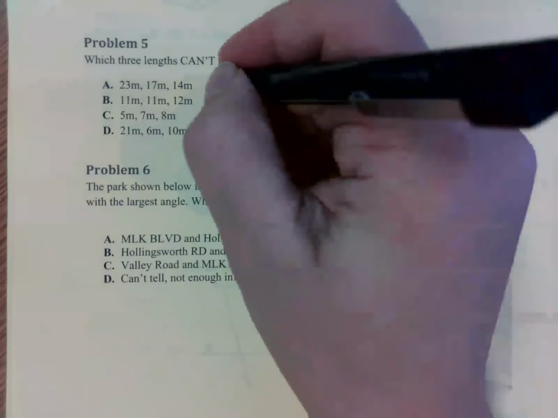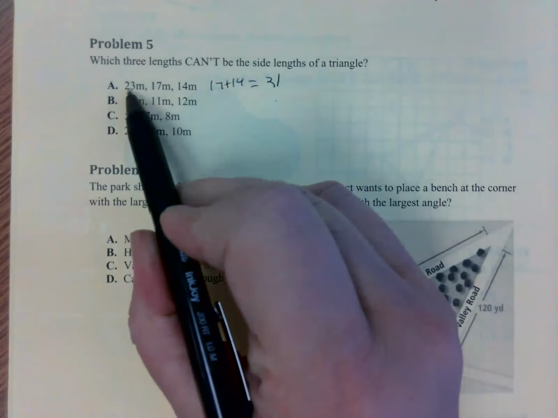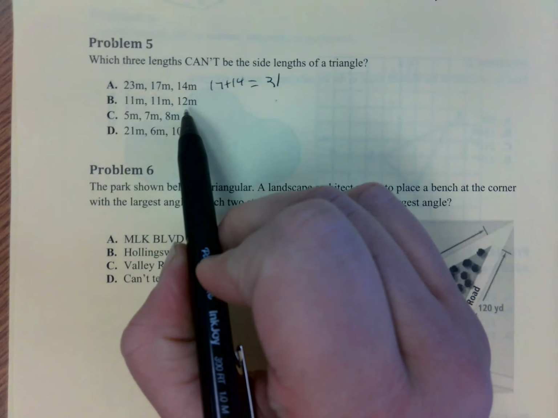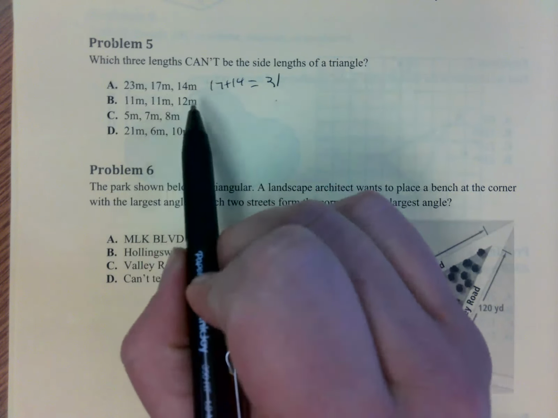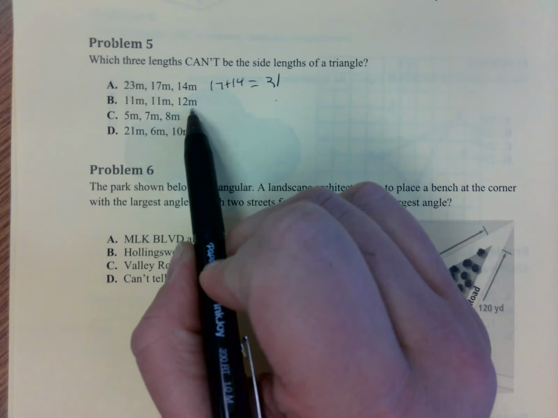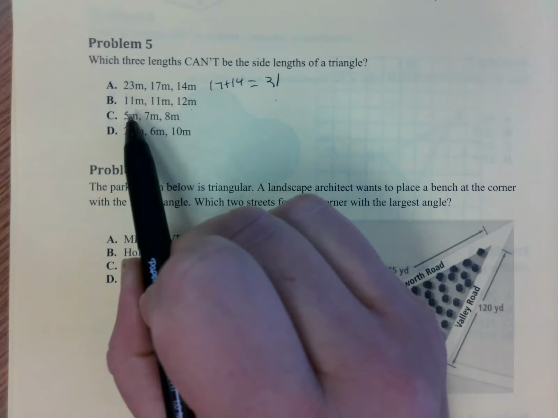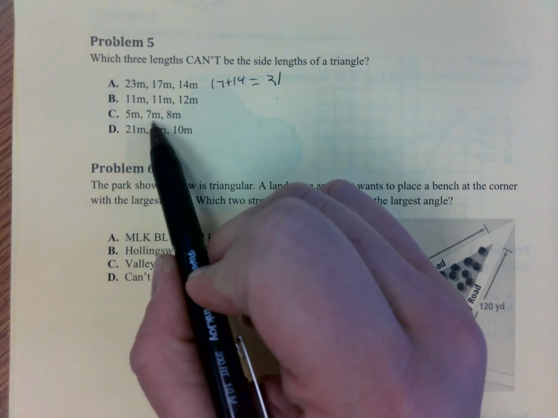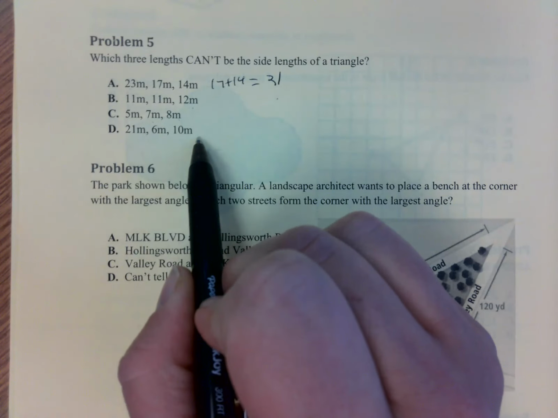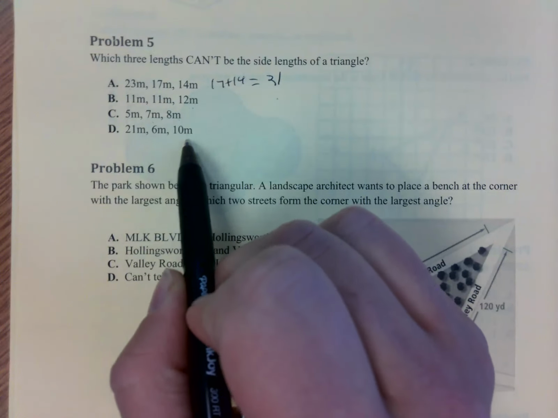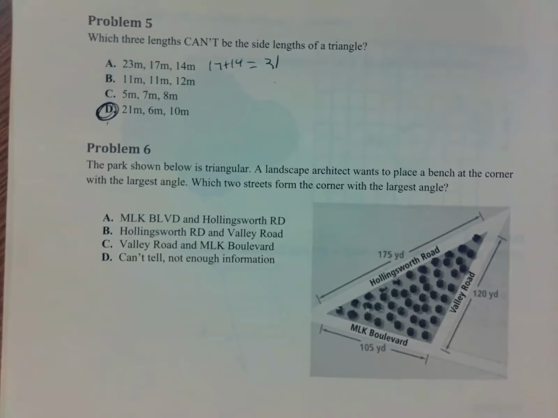If I add 17 plus 14, that gives me 31. So 31 is greater than 23. I'm going to do that for all of them. My two smallest lengths have to be greater than my third. 11 plus 11 is 22, which is greater than 12, so that one works. My two smallest lengths here are 7 and 5. So 7 plus 5 gives me 12, which is greater than 8. So that one works. Here, my two smallest lengths are 6 and 10. So 6 plus 10 is 16. 16 is not greater than 21. This will not be able to be a triangle.